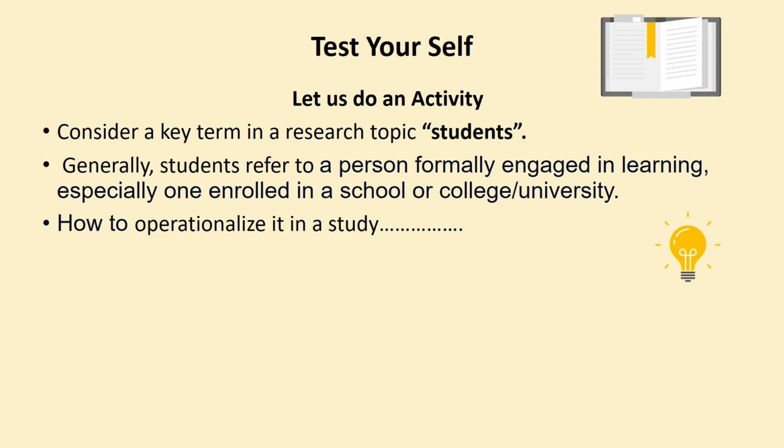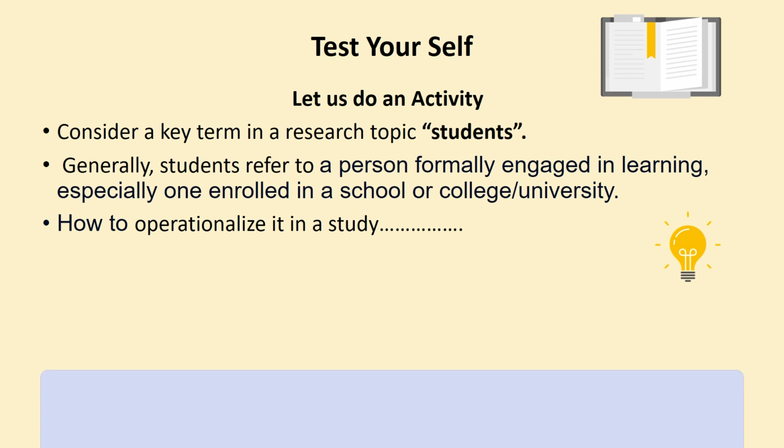Now, the challenge comes: how to operationalize it in a study. You can operationalize it on your own as an activity. I will show an answer to you, and meanwhile you write your answer. One interesting thing I am sharing with you is that there is a difference between learner and student. As a researcher, you have to understand this difference. Everybody is a learner; whoever is learning something is a learner, but a person who is enrolled in a formal setup somewhere in a school, college or university is a student. So let us see here how to operationalize this in a research.